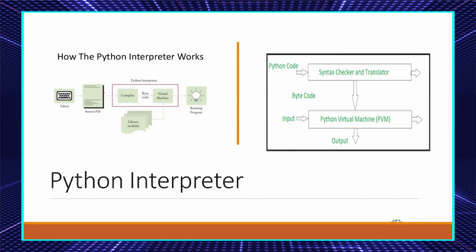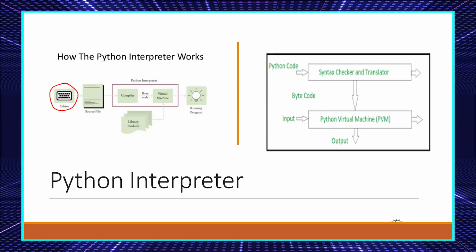Now, how does the Python interpreter work? What is an interpreter? It is an interpreted language. Yesterday also we discussed. Interpreter means executing the code line by line. It won't execute all the lines at once. It executes line by line or code by code.